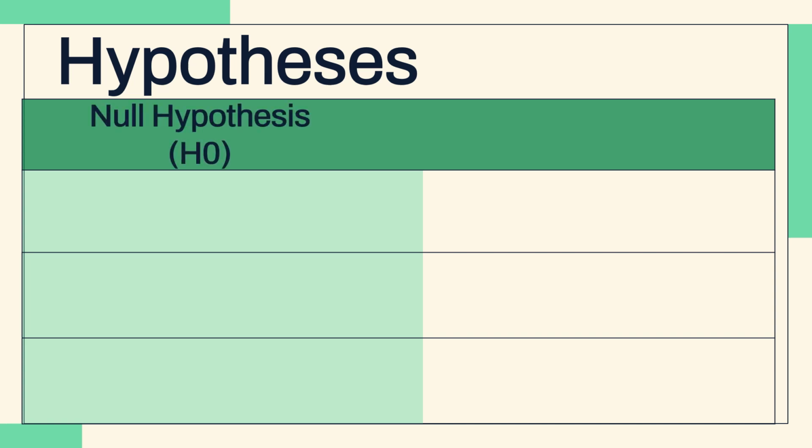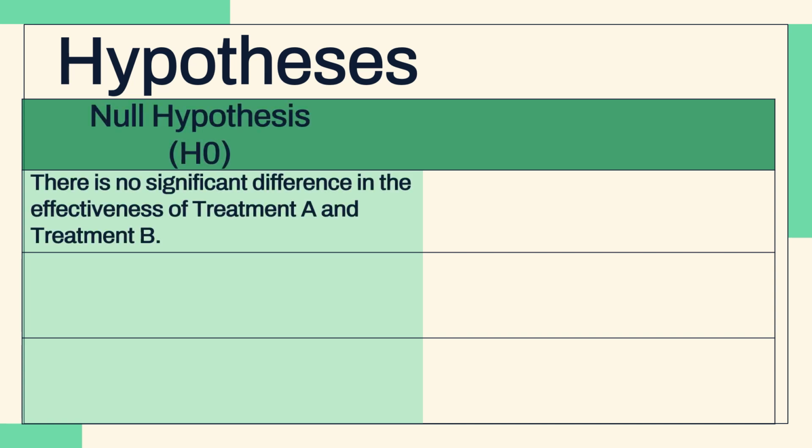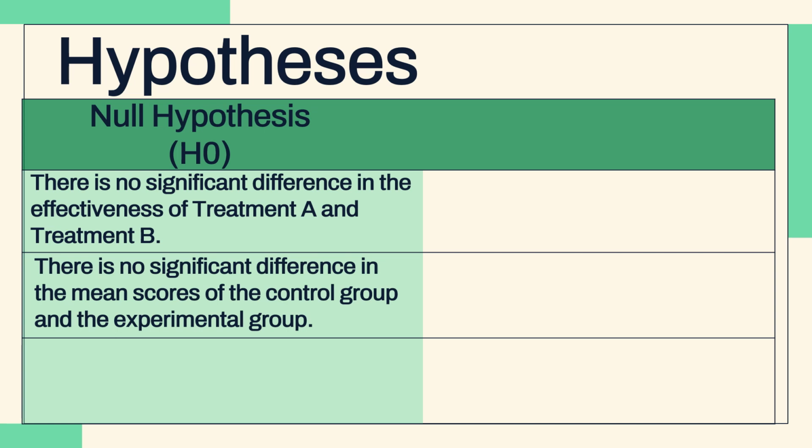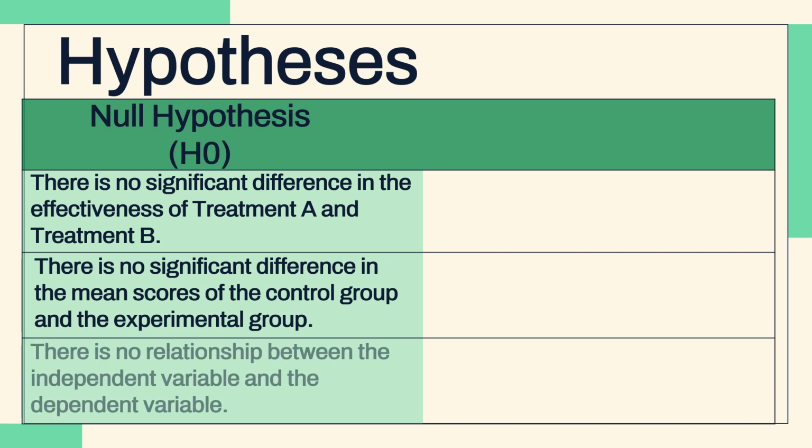Null hypothesis. There is no significant difference in the effectiveness of treatment A and treatment B. There is no significant difference in the mean scores of the control group and the experimental group. There is no relationship between the independent variable and the dependent variable.